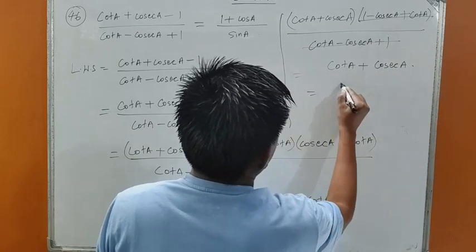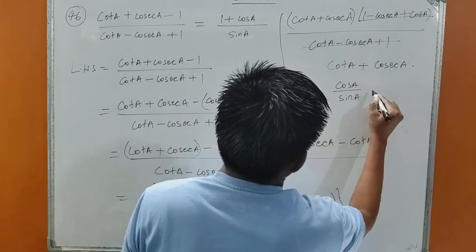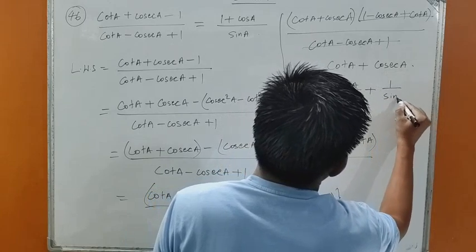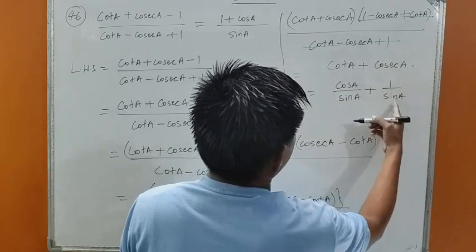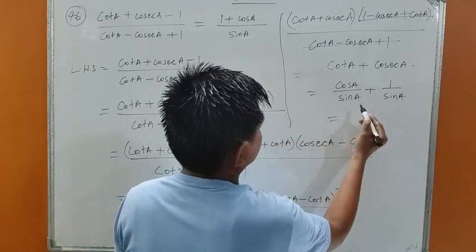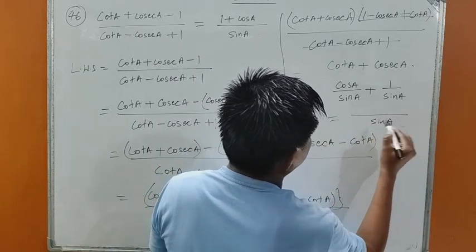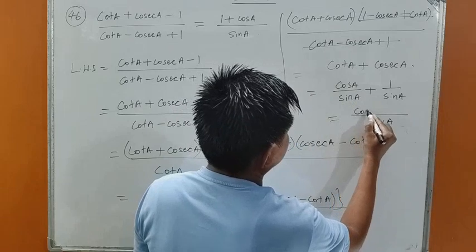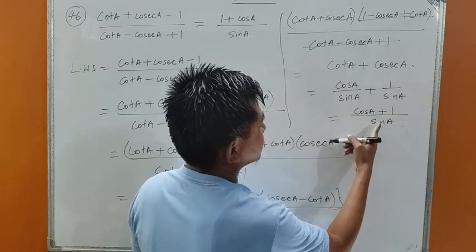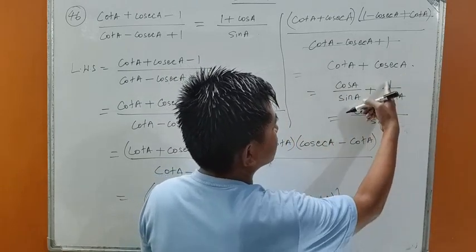Cot a can be written as cos a upon sin a, plus cosec a can be written as 1 upon sin a, because sin and cosec are reciprocals of each other. So let's take sin a as the LCM. We have cos a in the numerator plus 1. Sin a into 1 is sin a, 1 into cos a is cos a, plus comes here. Sin a into 1 is sin a, 1 into 1 is 1.